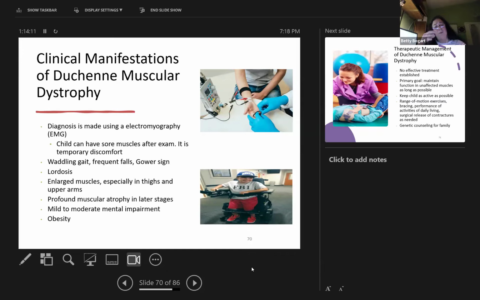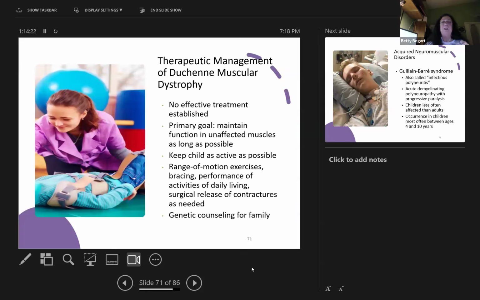As I said, you're going to have a little bit of cognitive delay there, from mild to moderate, and the child will be overweight because they don't use their muscles well. They don't burn the calories. So there really is no treatment because there's no cure for it. All it is, is keeping the muscles toned the best we possibly can for as long as we possibly can. Basically, that's it. And if this parent wants to have another child, genetic counseling is an absolute must.